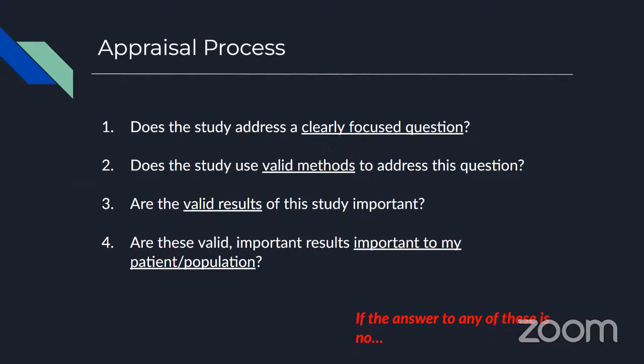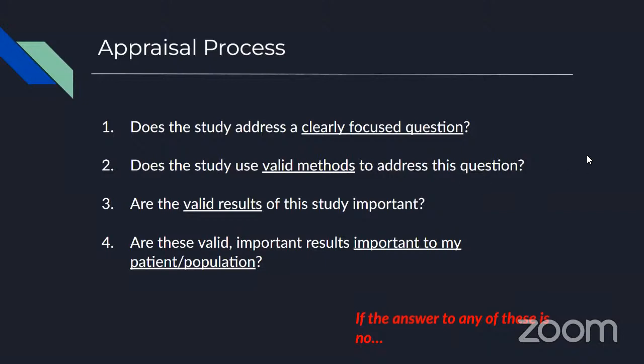And the third step is relating to, are the results of the study important? Are the valid results of the study important? An important distinction. And then the fourth step is, are these valid, important results important to my patient or population that I'm looking to apply it to?